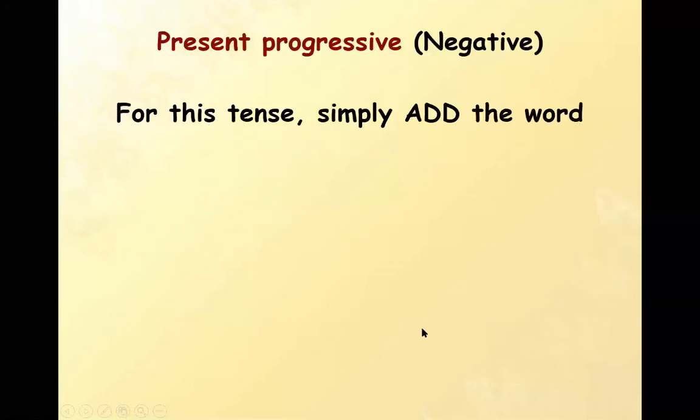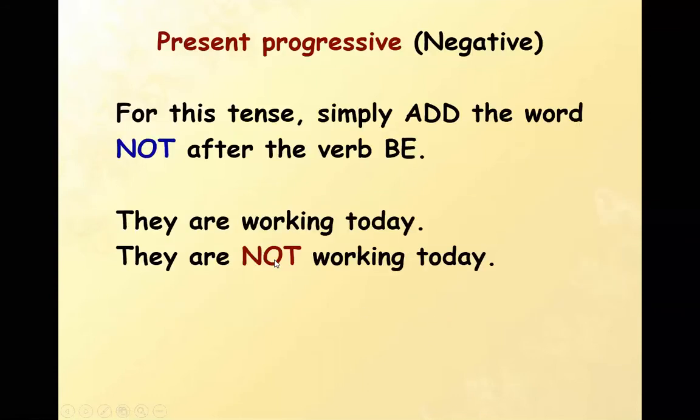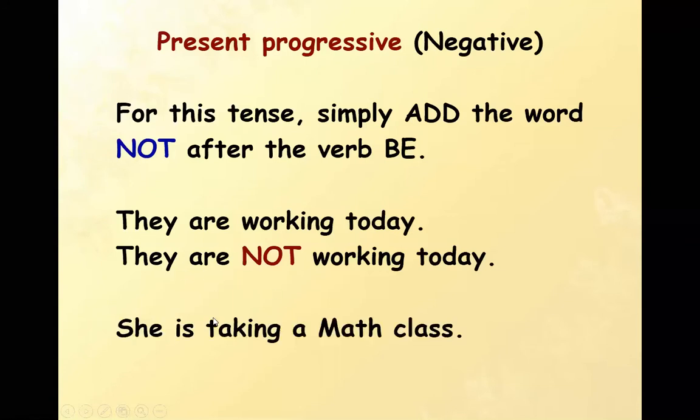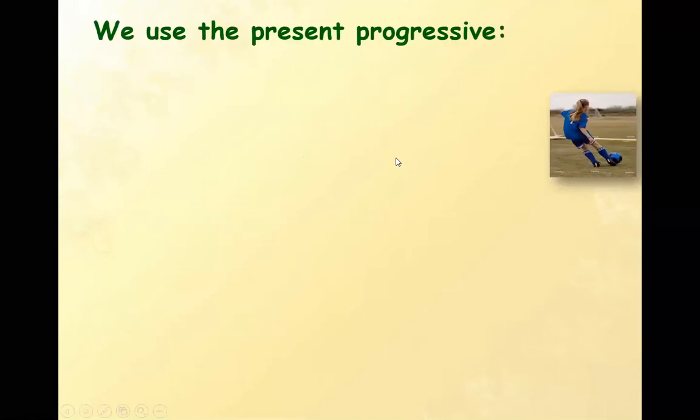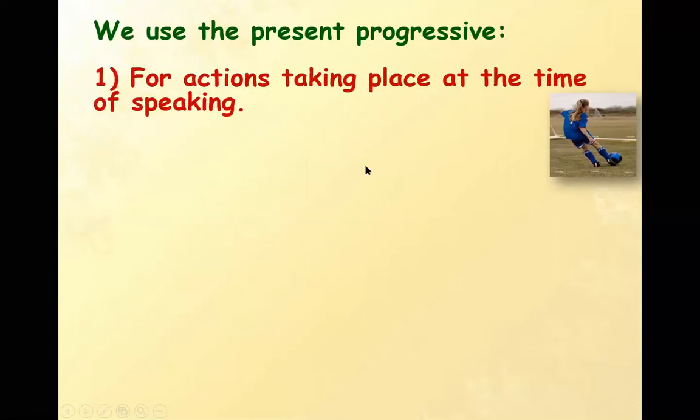Okay, for the negative, we add "not" to am, is, or are. Like this: they are working today. The negative is they aren't working today. She is taking a math class. She isn't taking a math class. This is simple. What are the uses of the present progressive or present continuous?